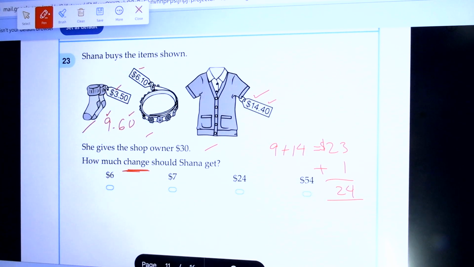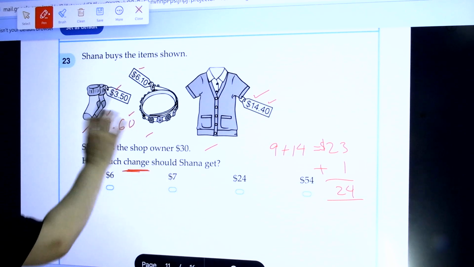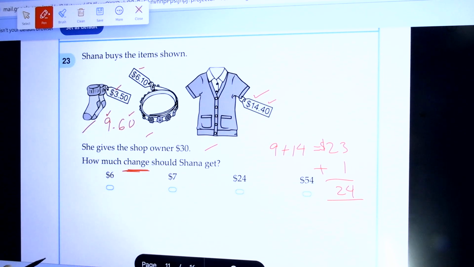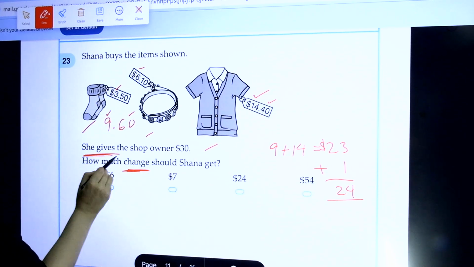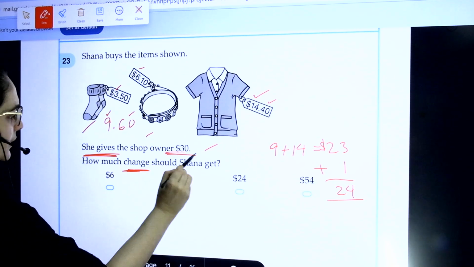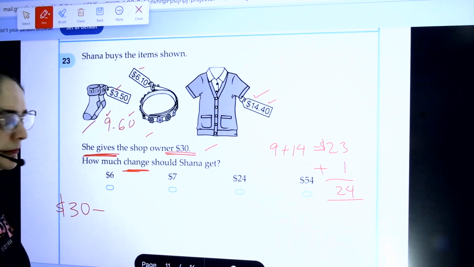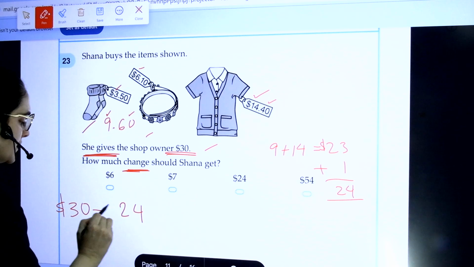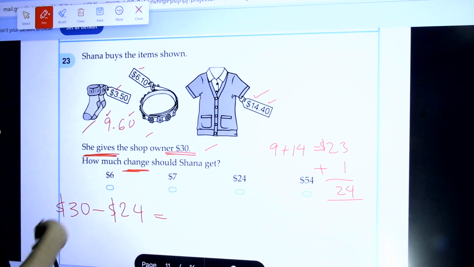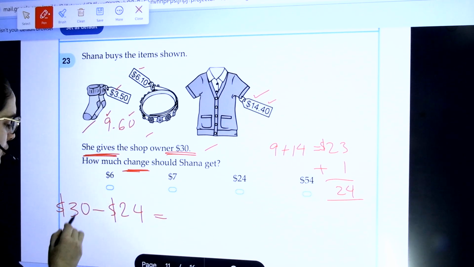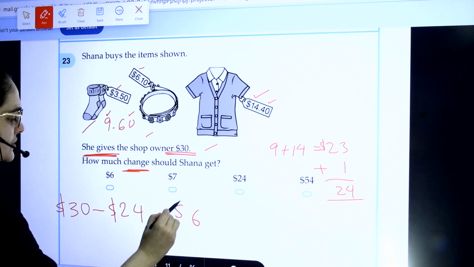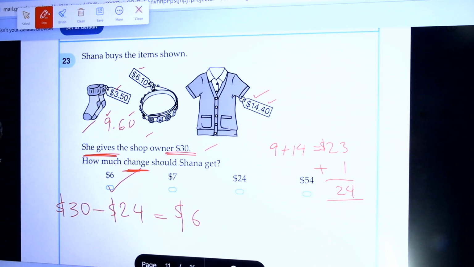So if the total cost of all 3 items is $24 and she gives the shop owner $30, then how much she will get back from the shopkeeper is the difference between the money she's giving and the total cost of all 3 things. So 30 take away 24 is $6. Makes sense.